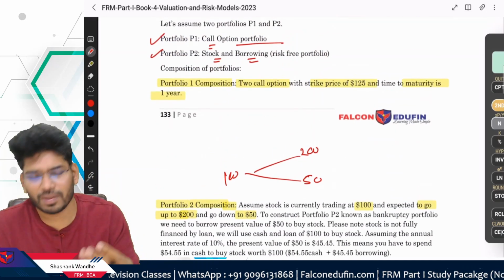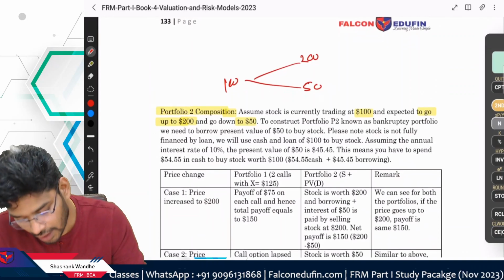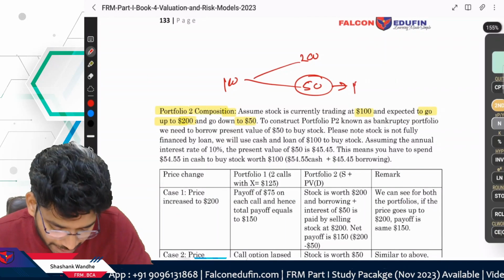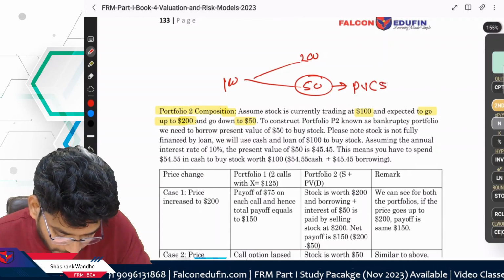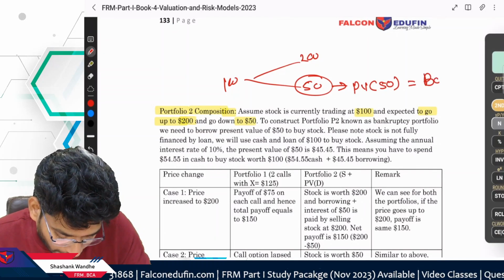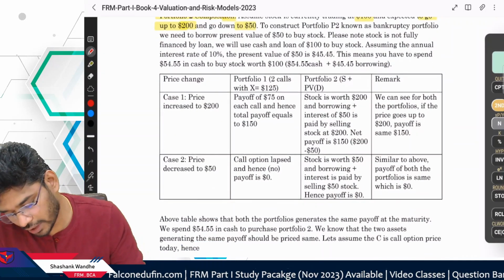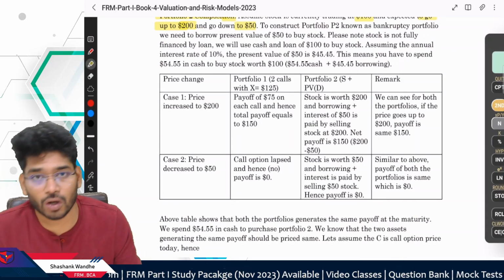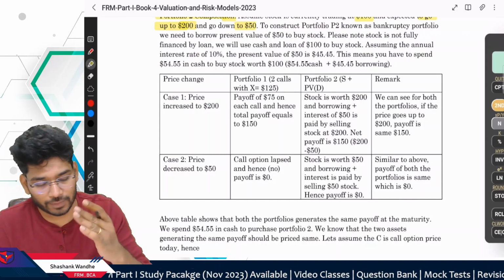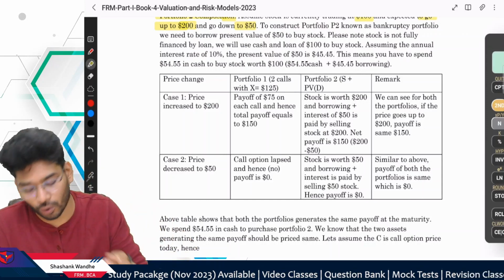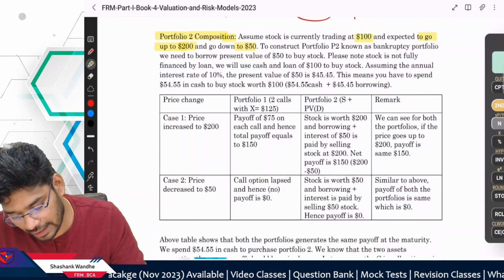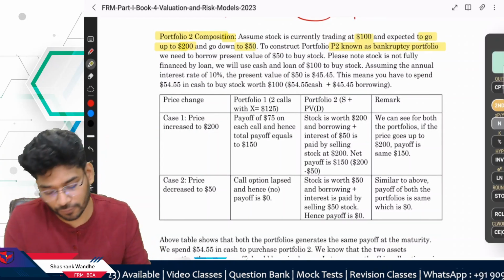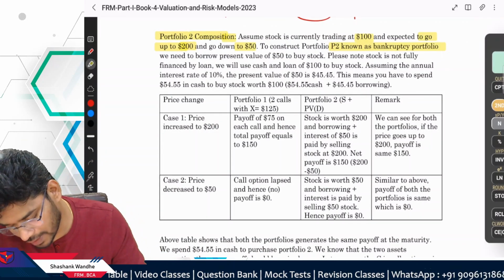So stock price will be provided in the examination. What is the borrowing? Always remember, whatever is the down price, you have to calculate the present value of this 50, and this is your borrowing value. So here, first you have to buy stock and borrow, and this is in the process of generating a bankruptcy free portfolio. So the bankruptcy free portfolio is created like this.